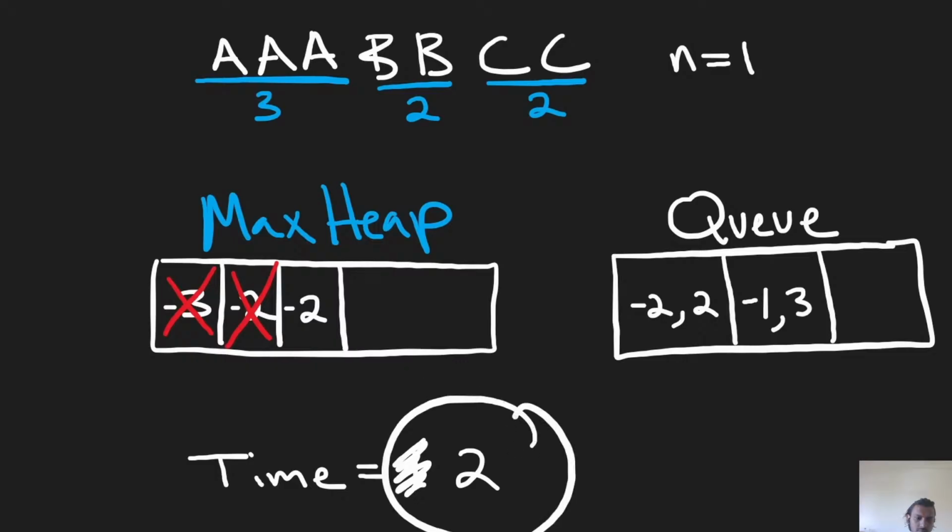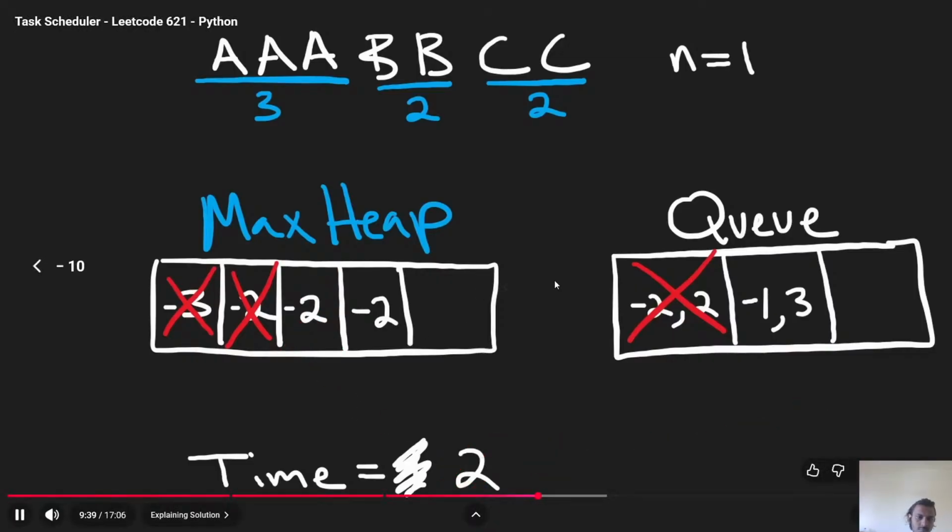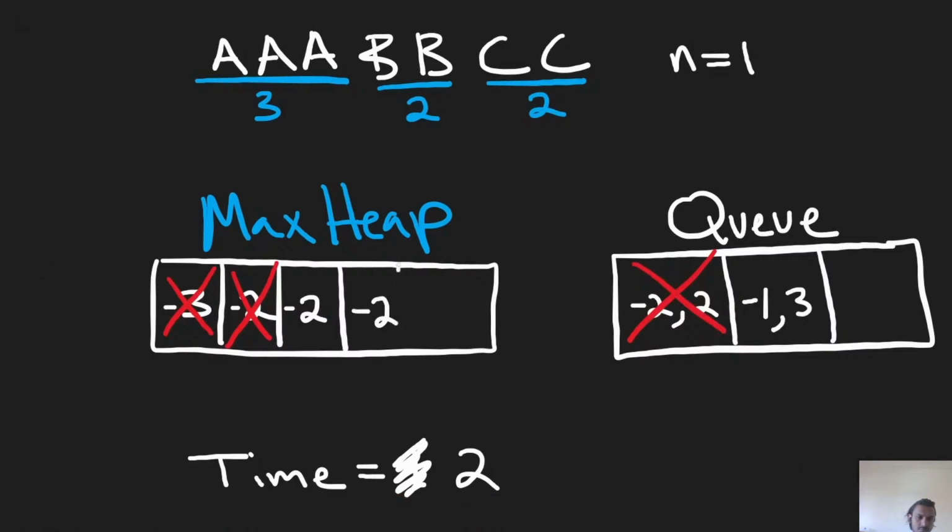But now that we're at time equals 2, we see that this task actually is available now to add back to our heap. So let's pop it from our queue and take the -2 and add it back to our max heap. And at this point, you're probably starting to get the idea. So I'll just kind of fast forward through this. We're going to pop this again, set our time now equal to 3.